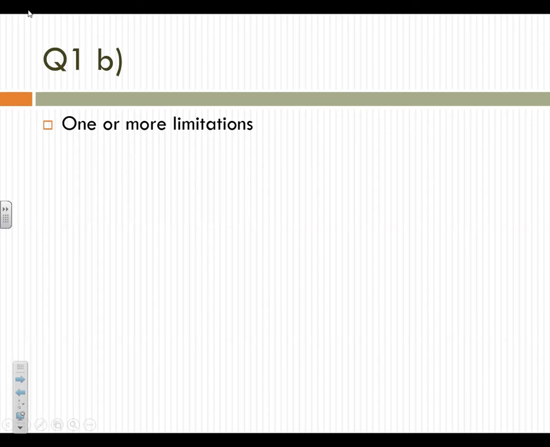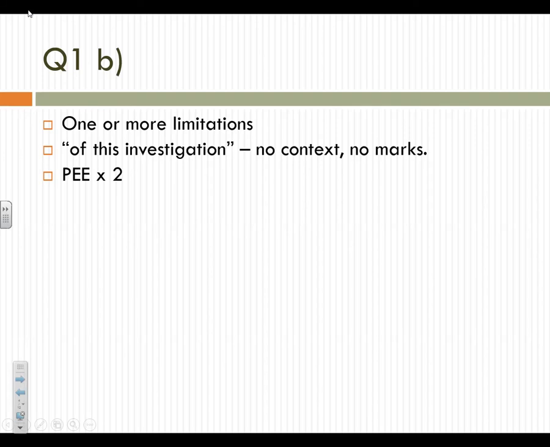1B, 1 or more limitations. That means you can talk about 1, or you can talk about 2 or 3 or so on. I would encourage you to, and we'll come back to that in a second, have 2 P paragraphs, fairly concise, or 1 incredibly detailed P paragraph and 1 very brief P paragraph. It says of this investigation, which is another way of saying in this study, so no contextualisation, no marks.